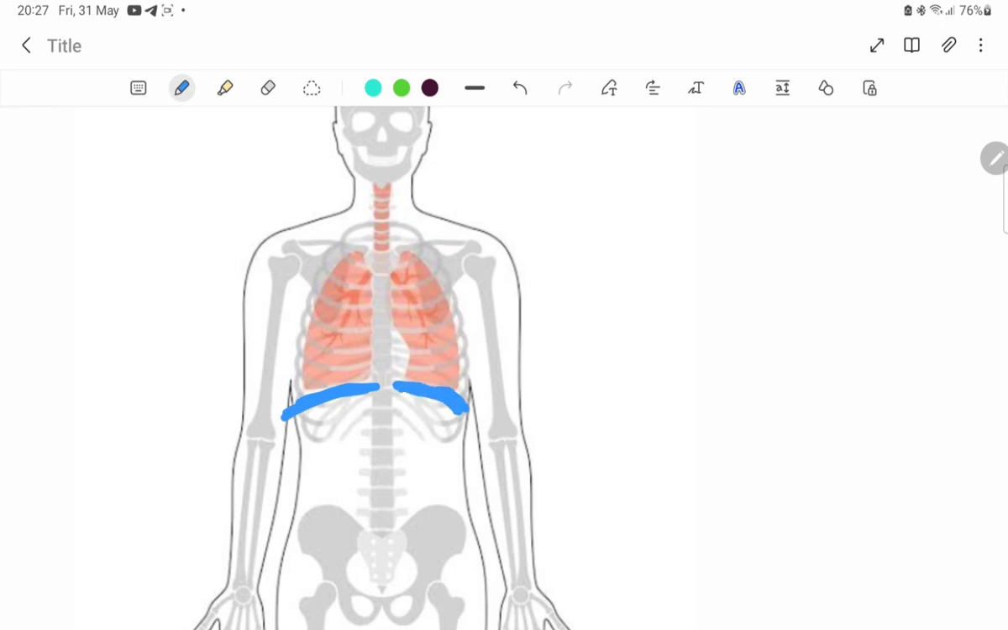The part which is present below the lung is nothing but a muscle. It's a single muscle. This muscle is called the diaphragm. It's not a bone, it is a muscle. Actually, the lung is present on top of the diaphragm. That means the diaphragm is a structure which supports the lung from the basal part.